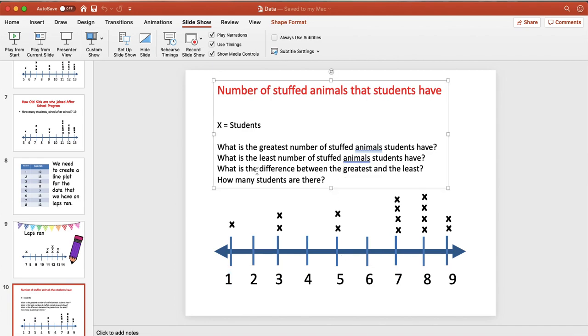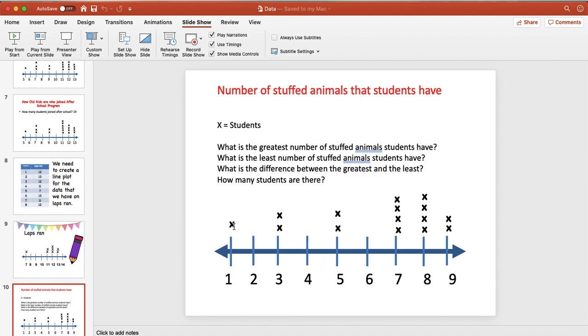Now I have what is the difference between the greatest and the least. So I'm going to see the greatest is 9, and 2 students have 9 stuffed animals. And my least is 1, and only 1 student has 1 stuffed animal. So difference is the keyword for subtraction, and I'm going to subtract my amount of students. So I have 2 from here, minus 1 from here. So 2 minus 1 is 1.